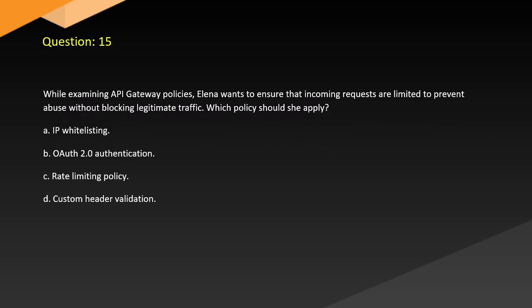Question 15. While examining API gateway policies, Alina wants to ensure that incoming requests are limited to prevent abuse without blocking legitimate traffic. Which policy should she apply? A. IP whitelisting. B. OAuth 2.0 authentication. C. Rate limiting policy. D. Custom header validation.